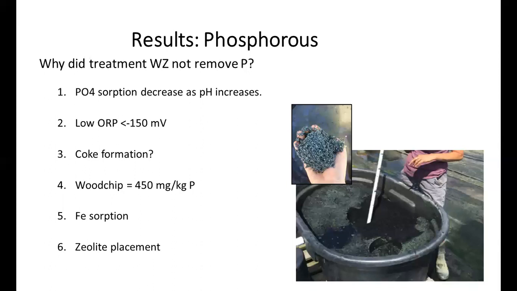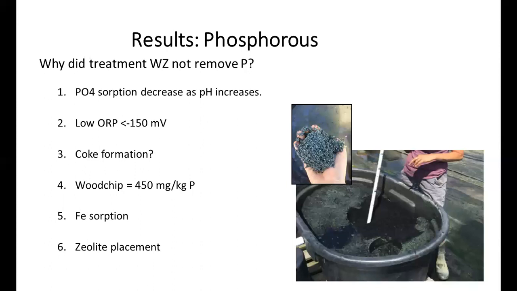Also, we suspect that the wood chips may have leached phosphorus, as they have an inherent phosphorus concentration of 450 milligrams per kilogram. This is why we placed the zeolite reactor after the wood chips, suspecting that the wood chips would release phosphorus. However, due to these highly reduced conditions and the coke formation, the zeolite was not able to bind that phosphorus.